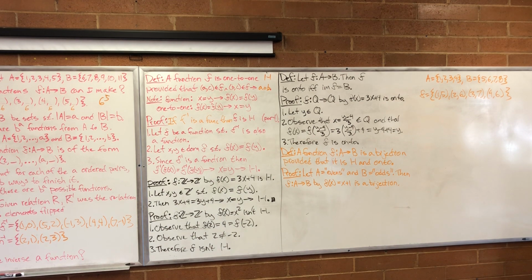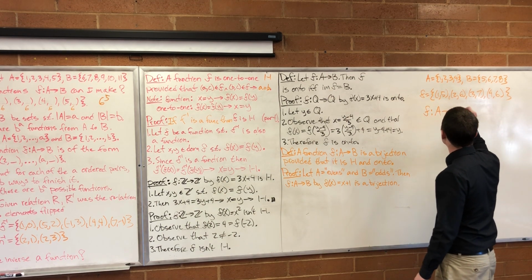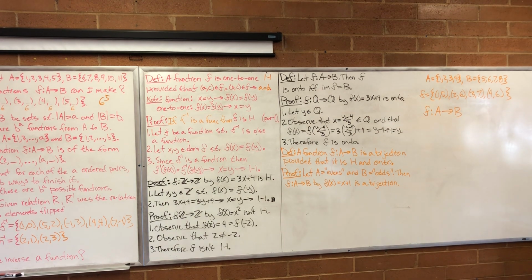Question, is f a function from A to B? Yes. f maps everything in A to something in B. Is it a one-to-one function? It's not one-to-one, right? Because it maps 2 to 6 and 4 to 6, but that's not what we cared about. We meant onto. Is it an onto function?